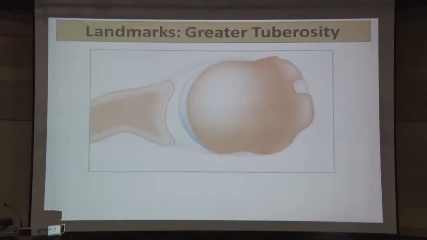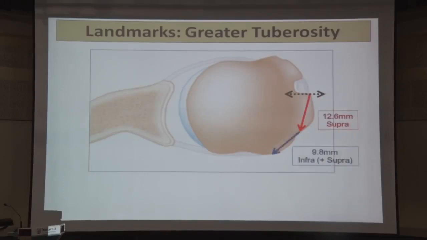Again, landmarks, whether we do open or arthroscopic, the anterior edge of the GT is a very important landmark when you're operating. 12 to 13 millimeters behind the anterior edge is the insertion of the supraspinatus. About 9 to 10 millimeters from there is the junction of the infra and the supra. And 12 millimeters posterior from that point is the insertion of the teres.